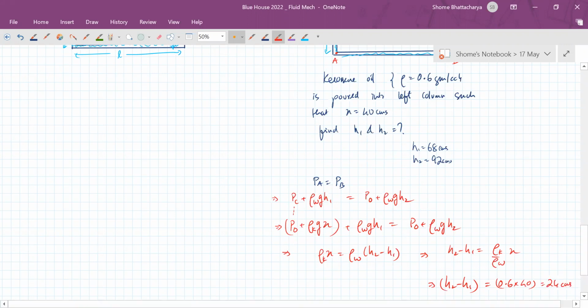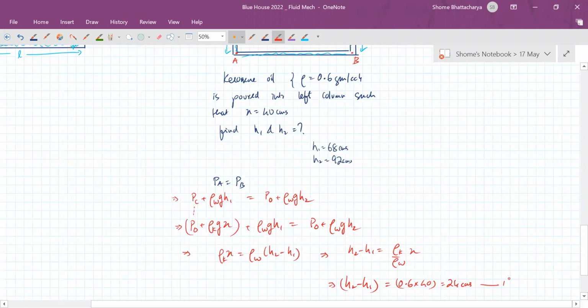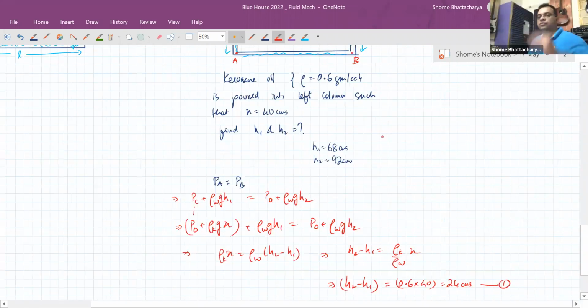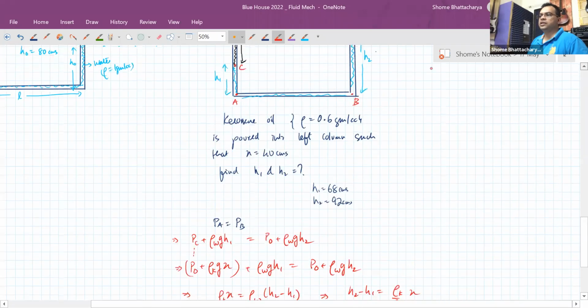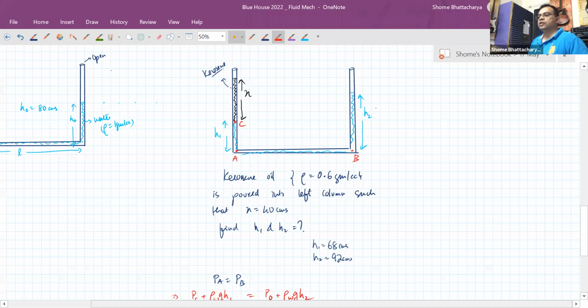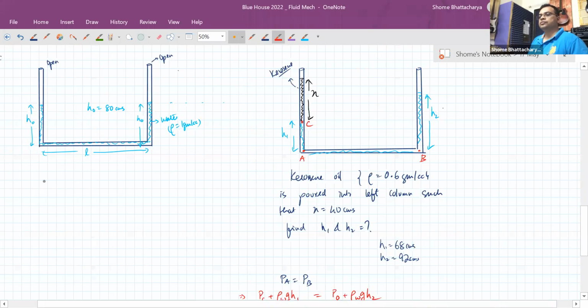So let's say this is our equation 1, and this is coming from the concept of, you can say, hydrostatic pressure concept or application of Pascal's law or whatever. Now the other thing is that total volume of water is conserved because we are assuming none of the water is leaking out of the container. So we also have conservation of volume.